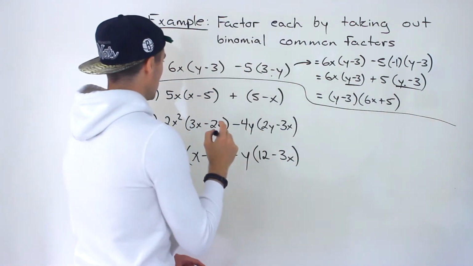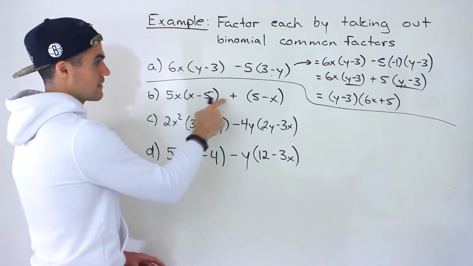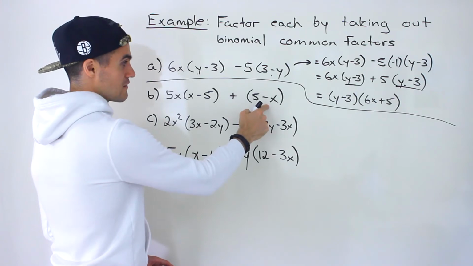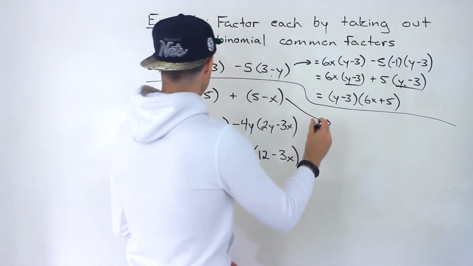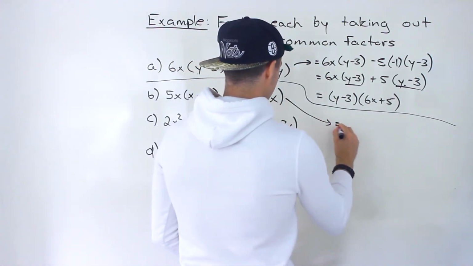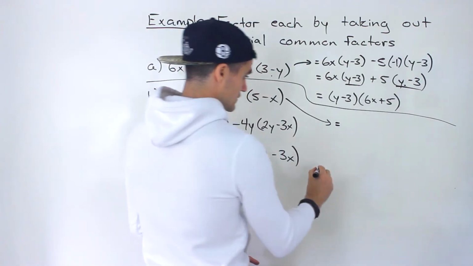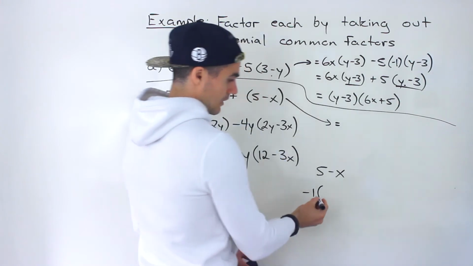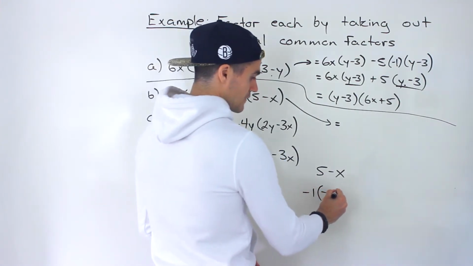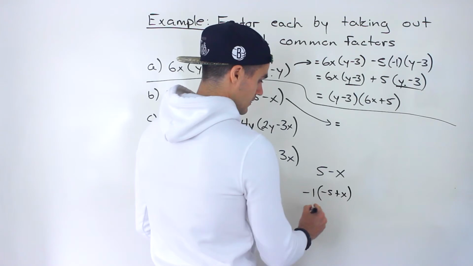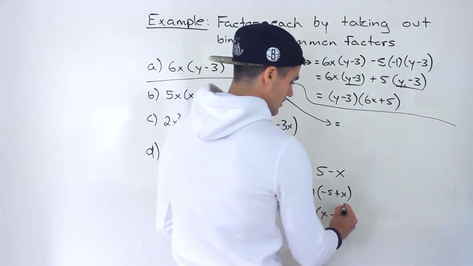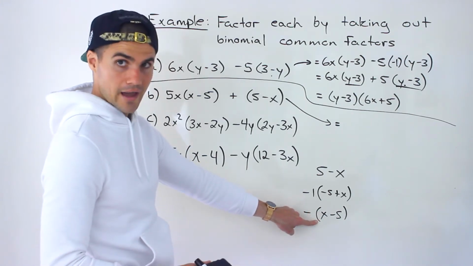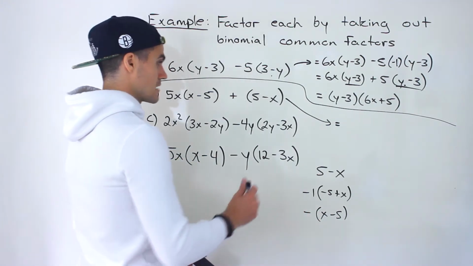So let's move on to part B. So we've got 5x, x minus 5 plus 5 minus x. So again, x minus 5 and 5 minus x are not the same, but we can make them the same, because this 5 minus x on this side here, we could take out a negative 1, and when we take out a negative 1, we'd be left with negative 5 plus x, and that's the same as x minus 5. So 5 minus x and negative bracket x minus 5 are the same thing.